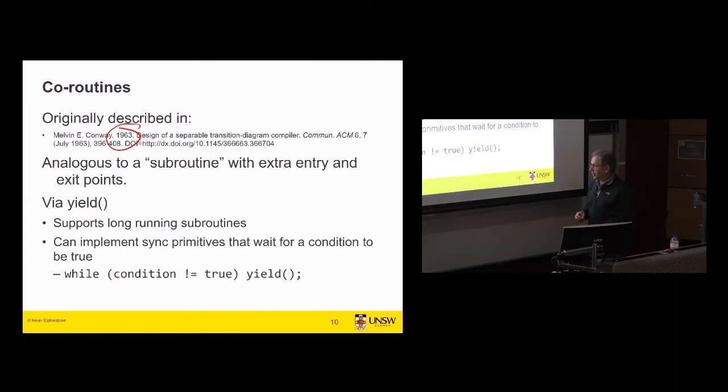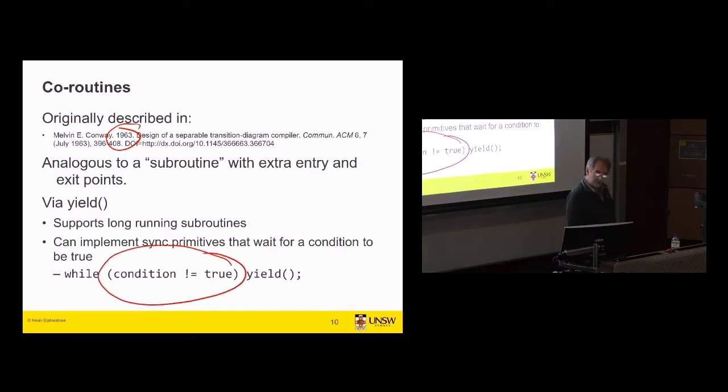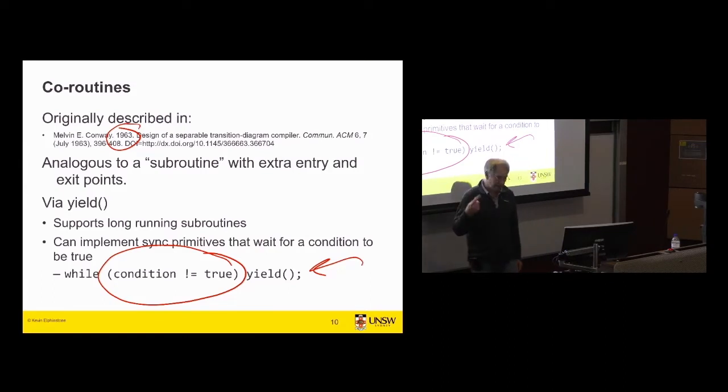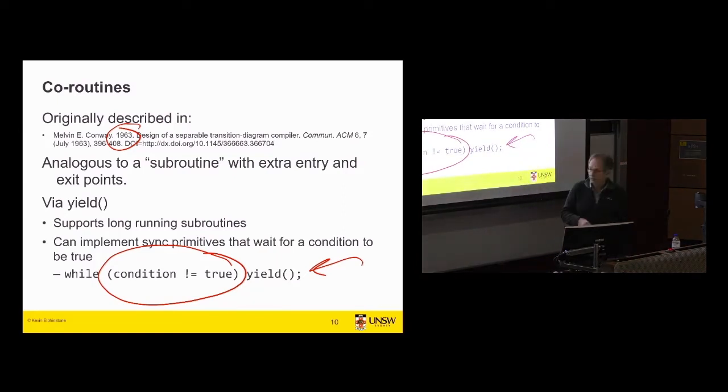It also allows us to build synchronization primitives that are actually very ideal in some sense, where we can say while a condition is not true, i.e. waiting for something, we can call yield. So rather than busy wait for something to occur, we're yielding to something else in the system while we're waiting, in order to utilize the system more efficiently, rather than just burning CPU cycles waiting for a flag to change.